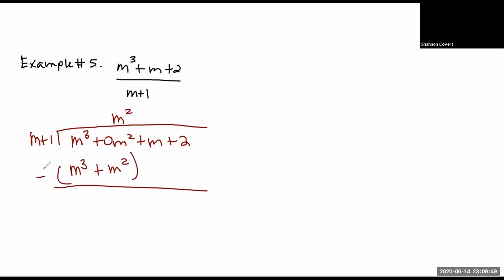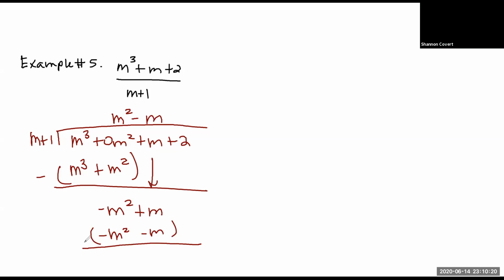Subtract those. M cubed minus m cubed is 0. 0, m squared minus m squared is 0... Drop the m. Plus m. M times what gives me negative m cubed? And the answer is negative m. Negative m times m is negative m squared. Negative m times 1 is negative m.